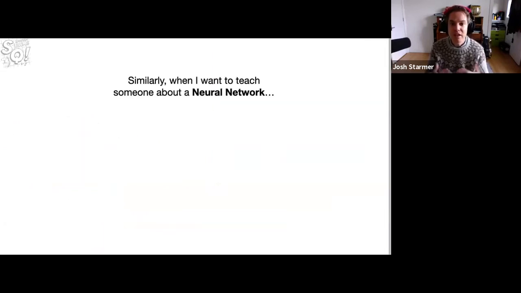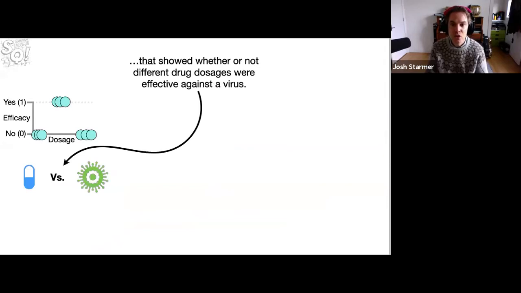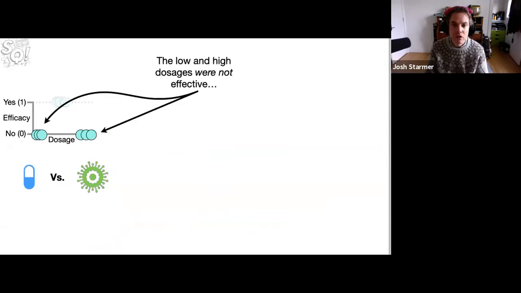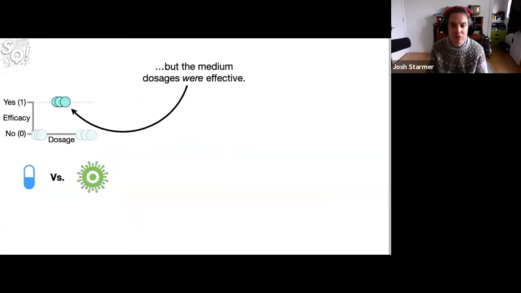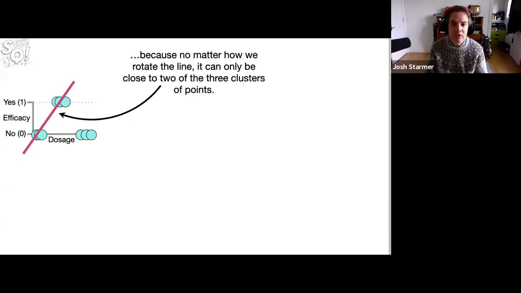Similarly, when I want to teach someone about a neural network, I would start out with a super simple dataset that showed whether or not different drug dosages were effective against a virus. The low and high dosages were not effective, but the medium dosages were effective. Then I would show that fitting a straight line to the data isn't very good because no matter how we rotate the line, it can only be close to 2 of the 3 clusters of points.